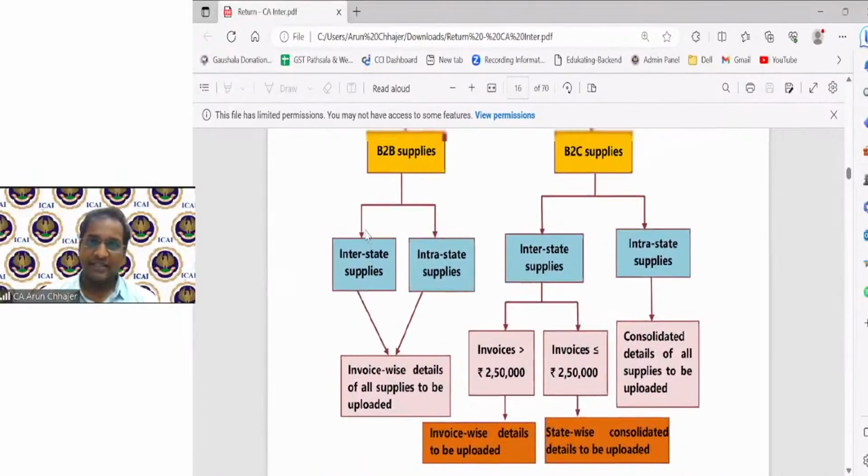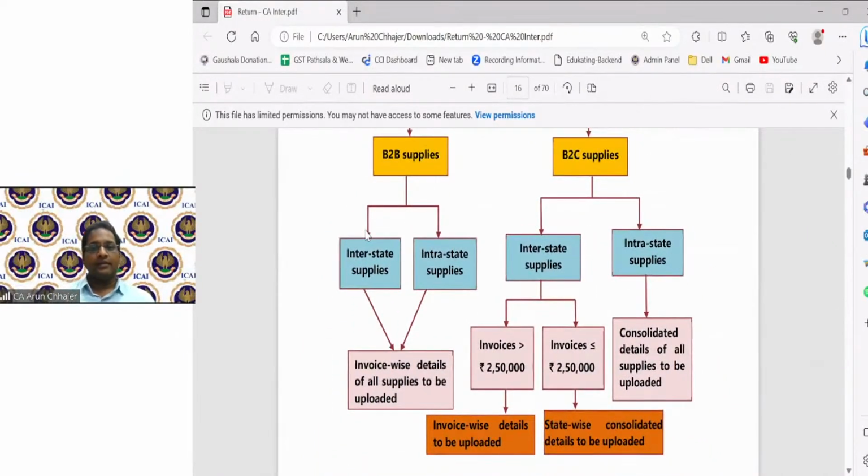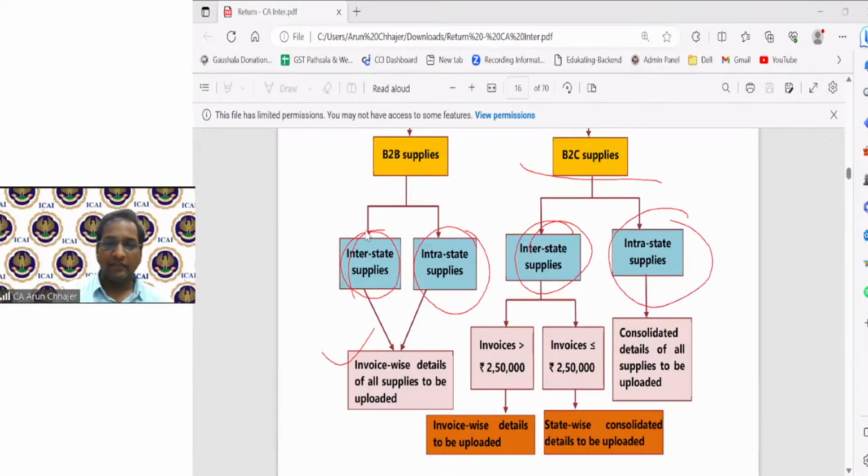So see the chart. I think the discussion which we had will give more clarity. If it is B2B supply, then whether it is inter or intra, it will always be invoice wise. If it is B2C supply, then divide whether it is inter or intra. If it is intra, it will always be consolidated. In case of inter, if invoice is more than 2.5 lakh, it will go invoice wise. If invoice is up to 2.5 lakh, it will be consolidated.